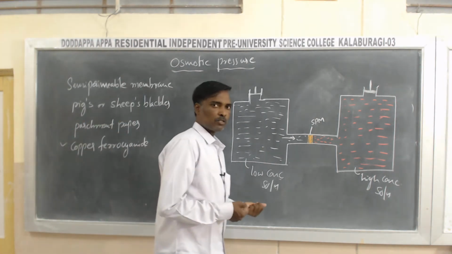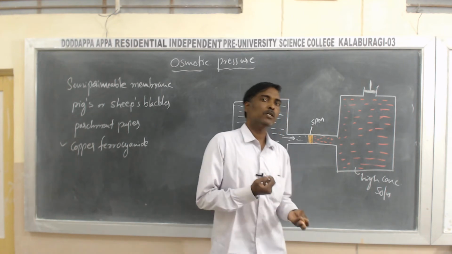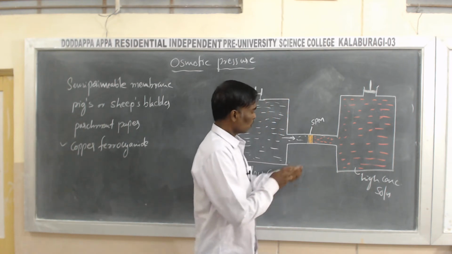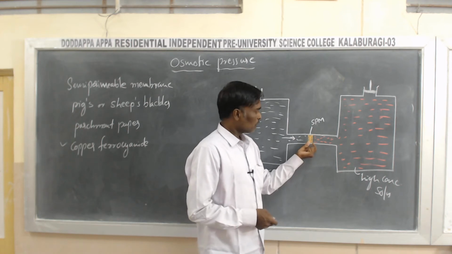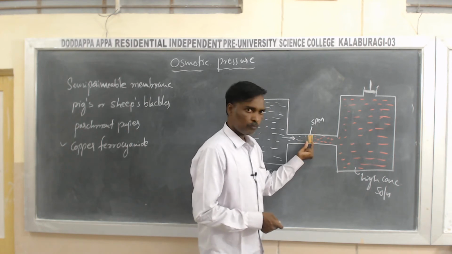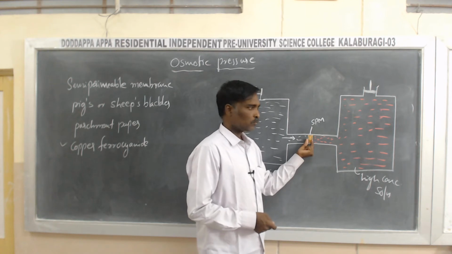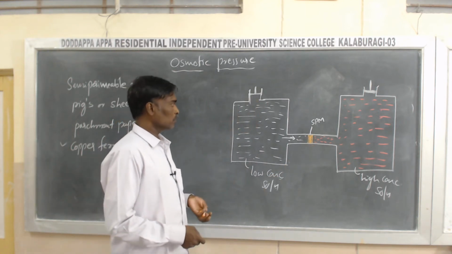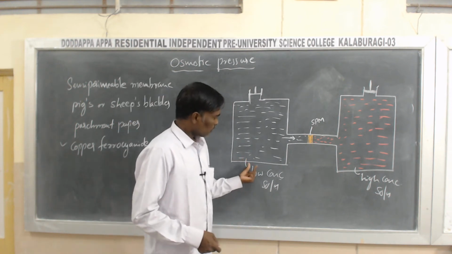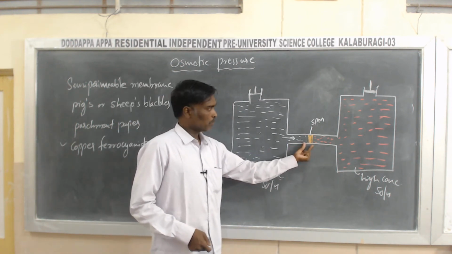Copper ferrocyanide is kept as a paste in a porcelain tube which contains small holes. So copper ferrocyanide is also a semi-permeable membrane, and here we have a semi-permeable membrane.